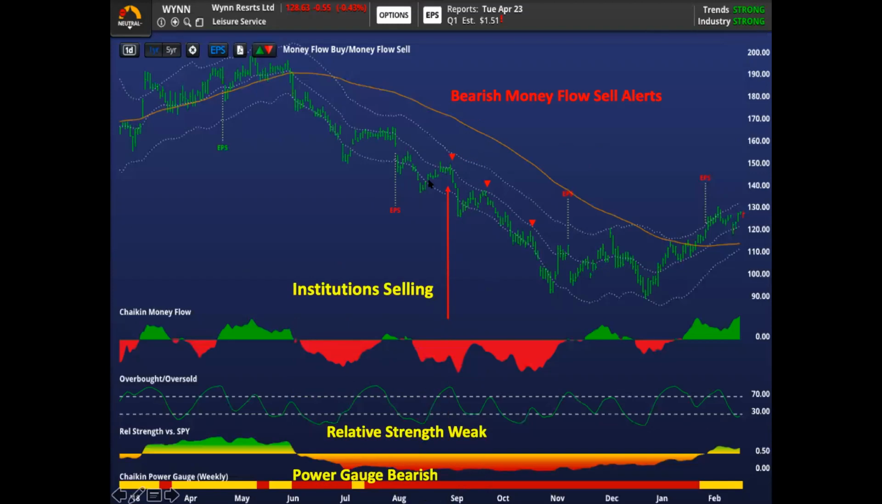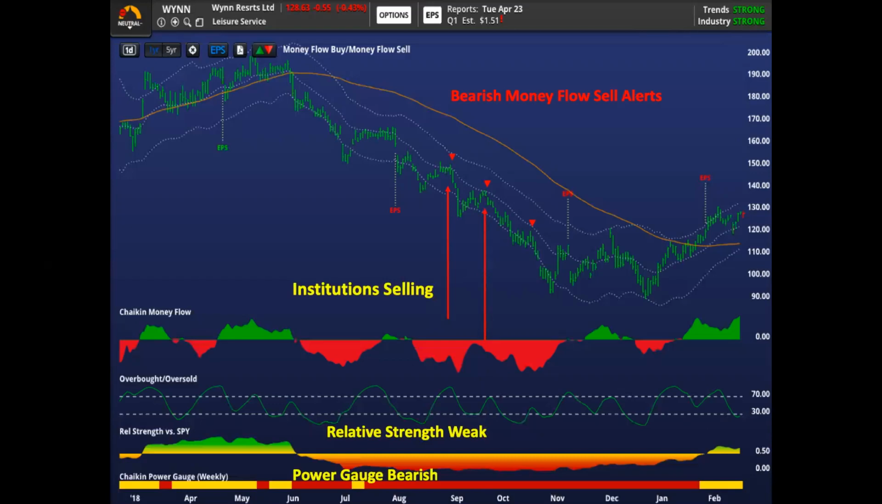Now, if you get a 5 to 10 day rally in a stock, Chaikin money flow was constructed to go green, to oscillate around that zero line. If it doesn't, it means institutions are selling into the rally. They're not participating or creating the rally. So you get overbought, Chaikin money flow is red. That's a bearish money flow sell alert.